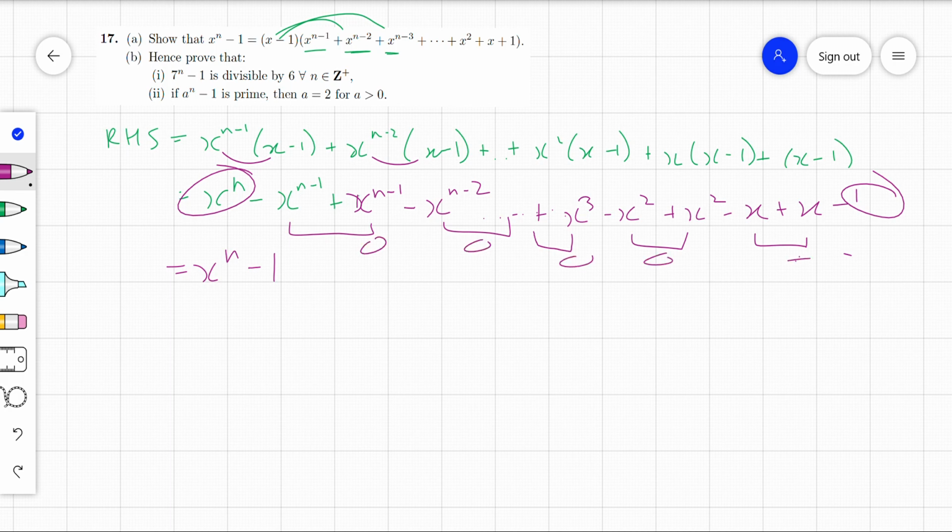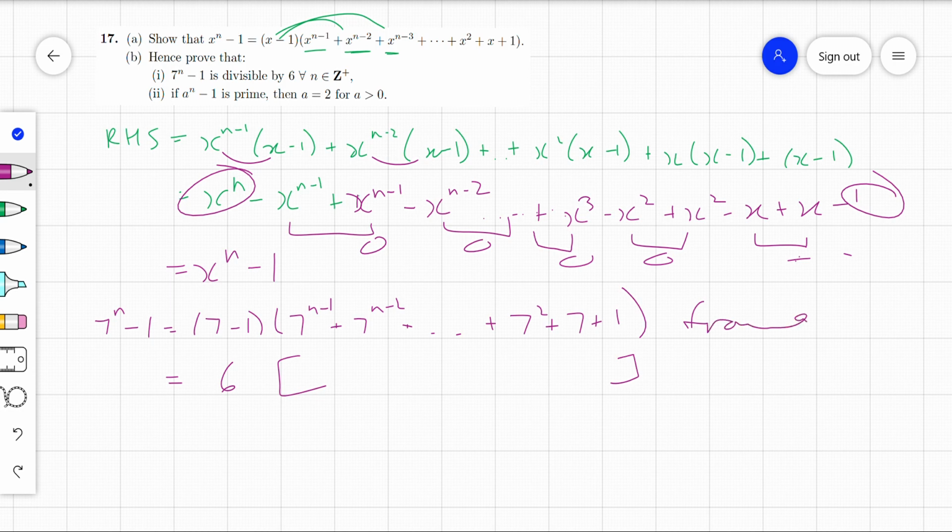All right. So let's use that. So here we've got 7 to the n minus 1. So using that, from part A, we've got 7 minus 1, 7 to the n minus 1, 7 to the n minus 2. We're going to go all the way down to 7 squared, 7 and 1, just using that expansion. So you can see it's going to be 6 times this bracket here. That's all from part A. So you can see clearly that 7 to the n minus 1 is a multiple of 6. Has to be a multiple of 6.